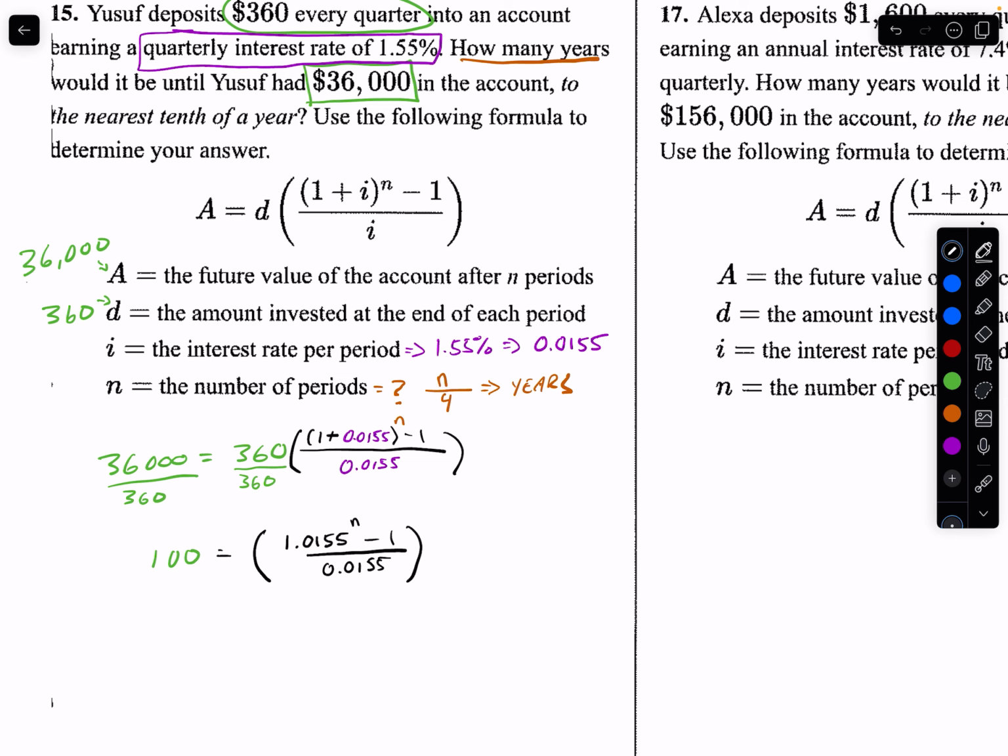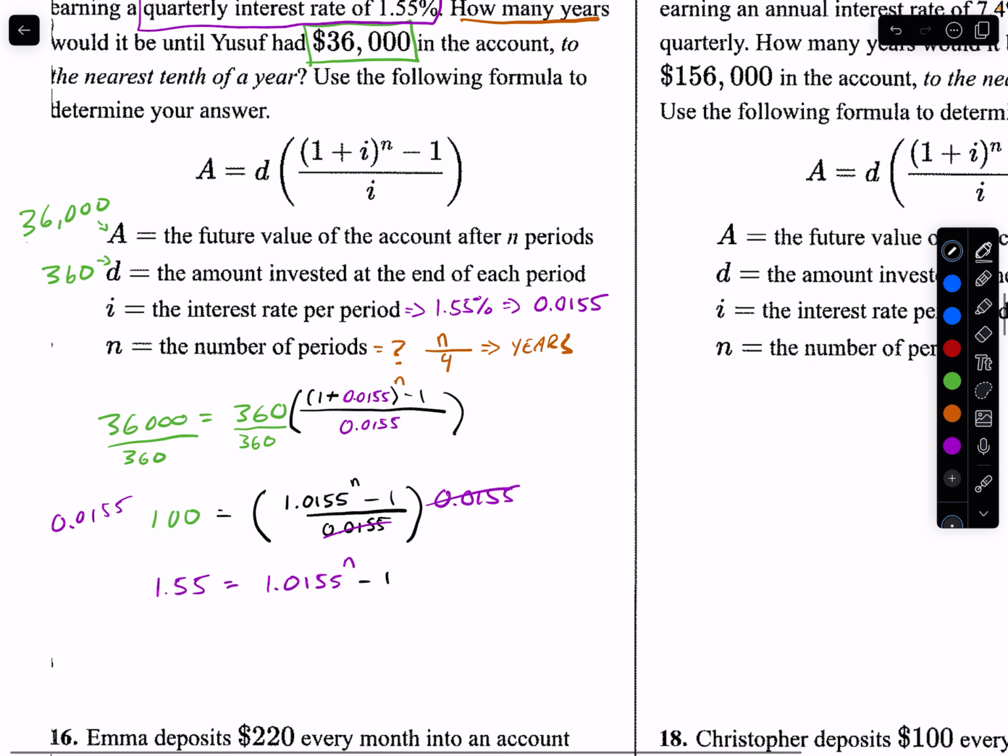Now if we want to simplify this, I want to cancel out the bottom by multiplying by 0.0155 here, because that will cancel out. So if we multiply 0.0155 by 100, all you really do is move the decimal place 2 spots. So I'm going to get 1.55 is equal to, now I have this, I can drop my parentheses, 1.0155 raised to the n. And don't forget there's minus 1 over here. So we're getting pretty close.